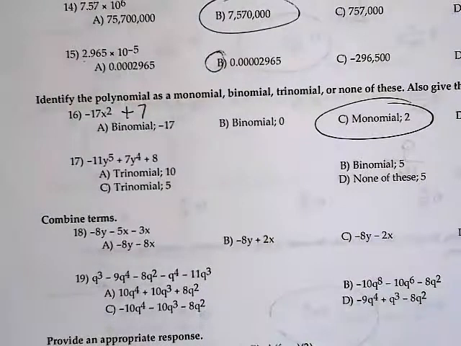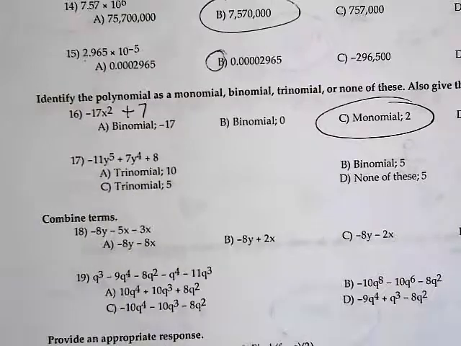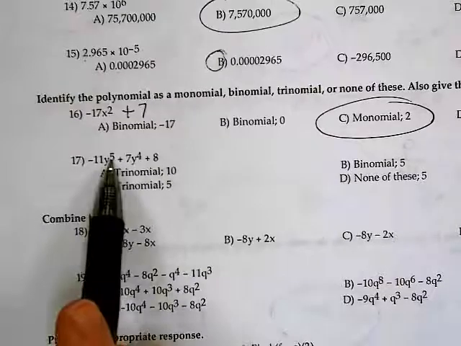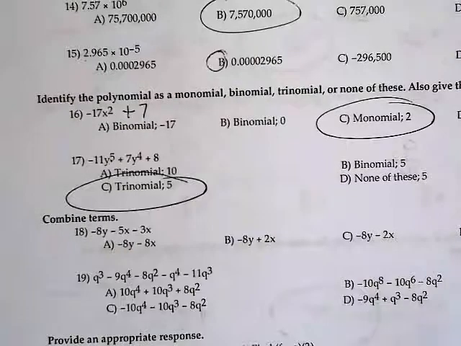Terms are separated by addition and subtraction symbols. So if you have one addition or subtraction symbol in a problem, you have 2 terms. If you have 2 of those symbols, you're going to have 3 terms. Like look at the next one: 1, 2, 3 terms. That makes it a trinomial. You take the highest degree. It's a degree 5. Don't add the degrees together. You just take the degree of the highest term.